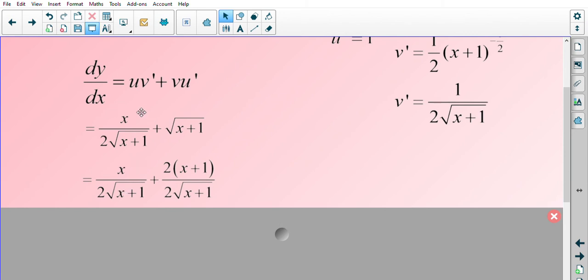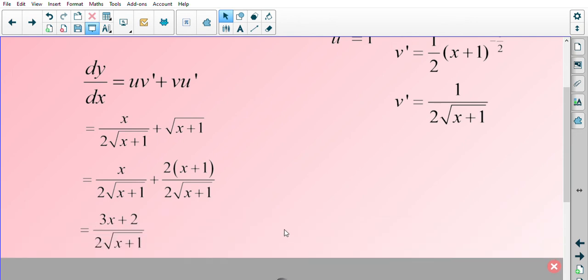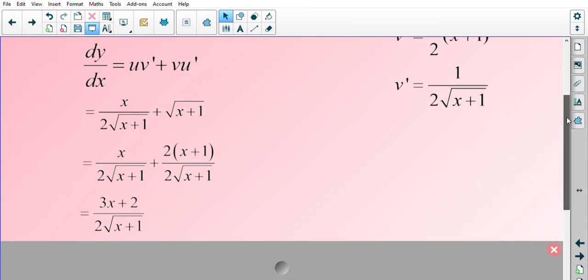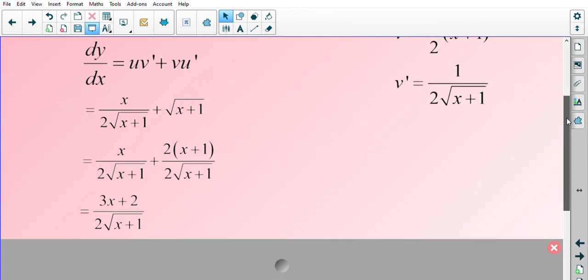I didn't have to change this one. I had to multiply both top and bottom of this by 2 root x plus 1, so that gave it a bracket (x plus 1) with a 2 on top. And I've got the denominators the same. Multiply this out and add on the x there, and I would get 3x plus 2 over 2 square root of x plus 1 on the denominator. So that's what my differentiated function looks like.